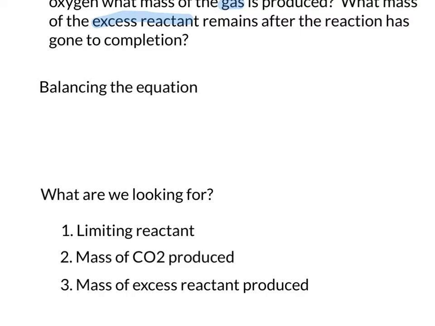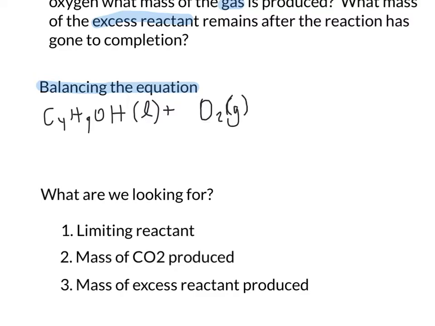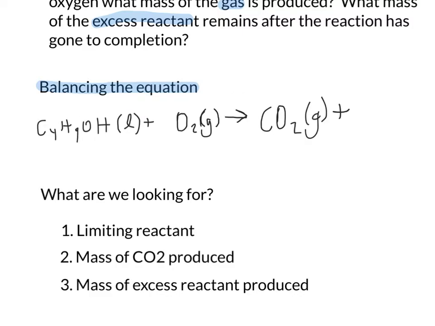First, before we can do anything, we have to balance the equation. So we're going to write out C4H9OH, which is a liquid, plus O2 gas, reacts to form CO2 gas and H2O gas in a combustion reaction. To balance the equation, we're going to put a 6 before the O2, a 4 before the CO2, and a 5 before the H2O. So now that we have our equation balanced, we can start our problems.